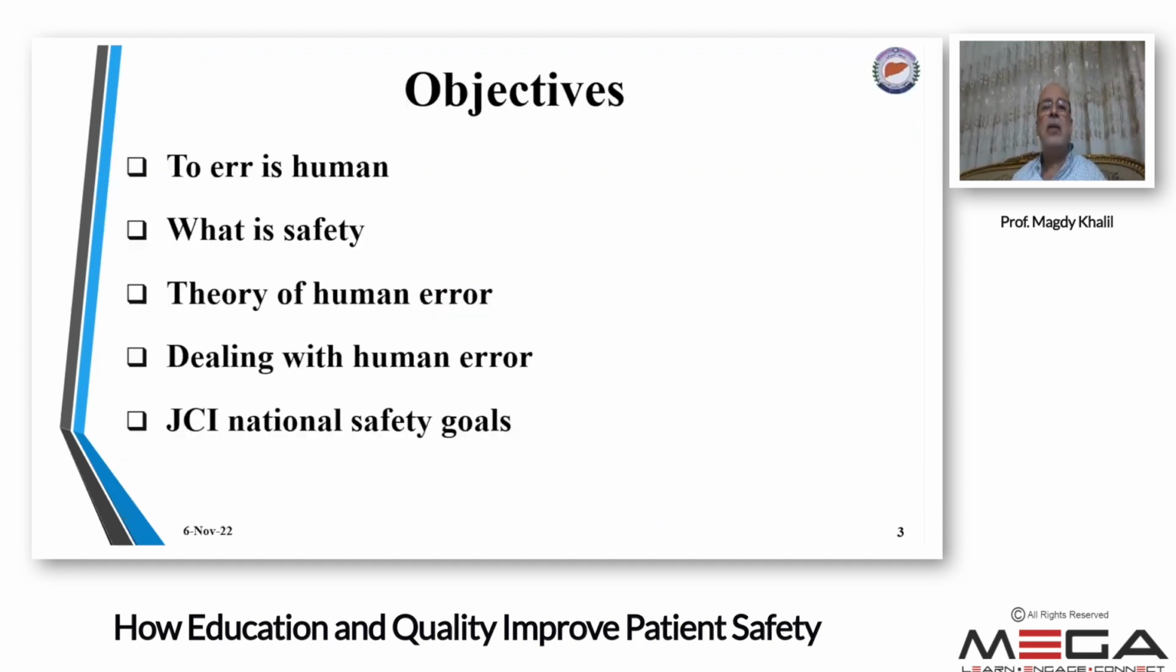I think all of us know about the IOM report of 1998, during President Clinton's time. To Err Is Human, this report covered what safety is and the theory of human error. I apologize that I might repeat one or two slides from John, dealing with human error and the JCI national safety goals.